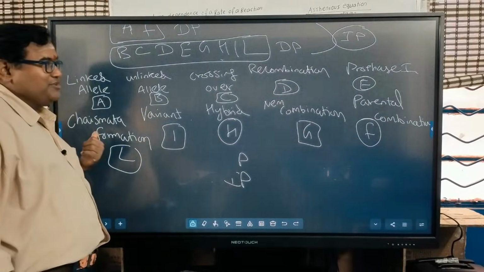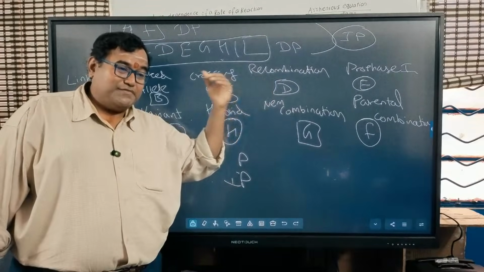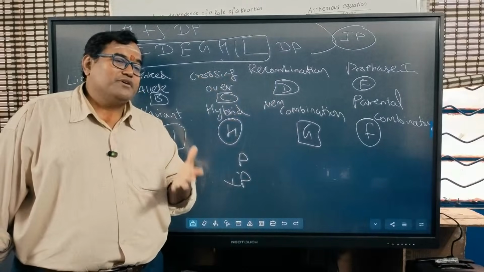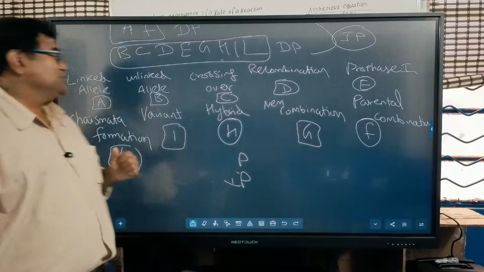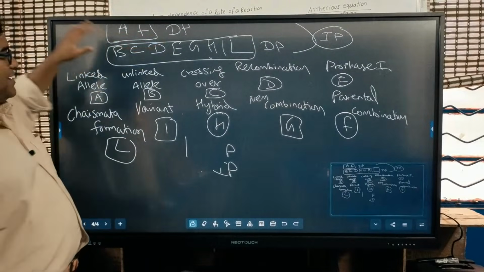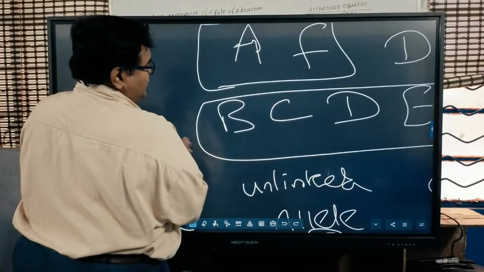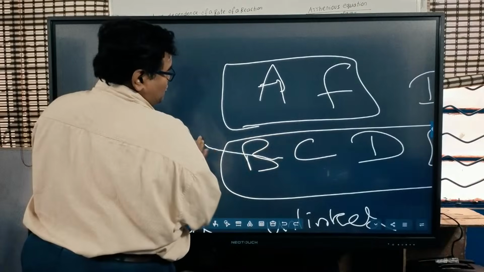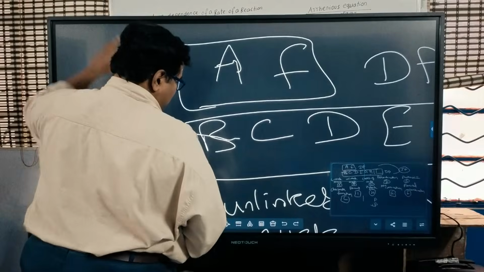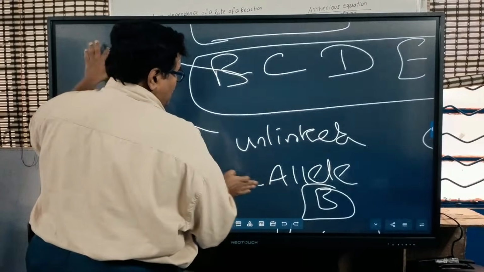Chiasmata formation happens during recombination, which means if chiasmata happens, then only recombination happens. Right? That means before recombination, chiasmata formation will happen. So that is why the answer is, all of you should understand, A and F is directly proportional. Yes or no? And B, C, D, the rest everything are directly proportional. Anybody having any doubt? I gave sufficient time for you, but no one.